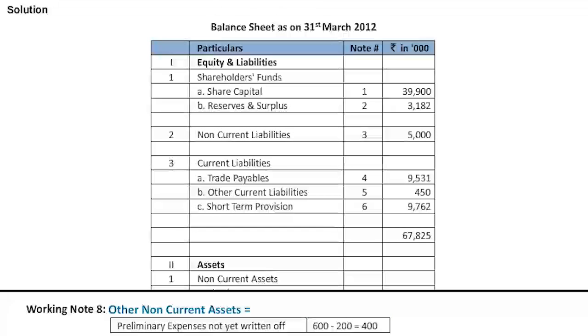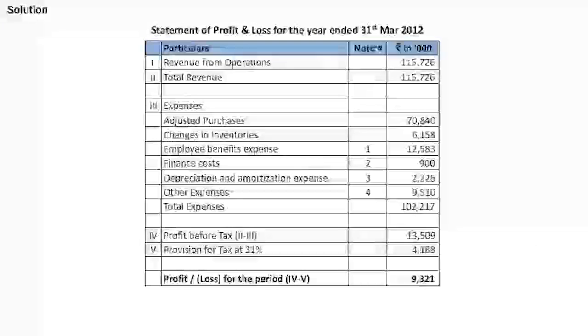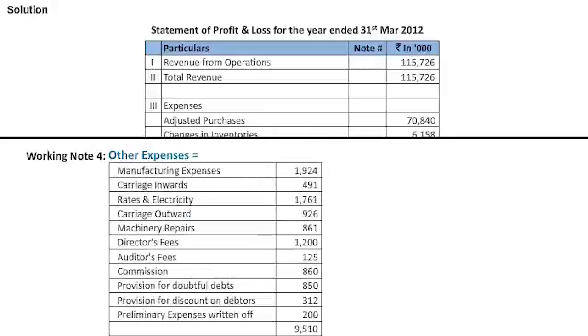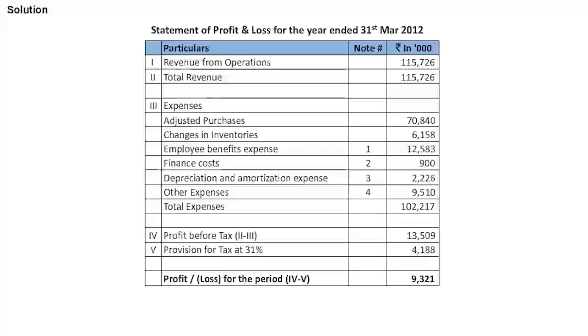And this 200 which you are writing off will be part of your statement of profit and loss, and that will be part of your other expenses. So the trial balance is over.